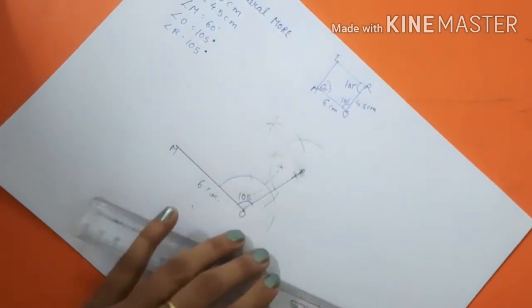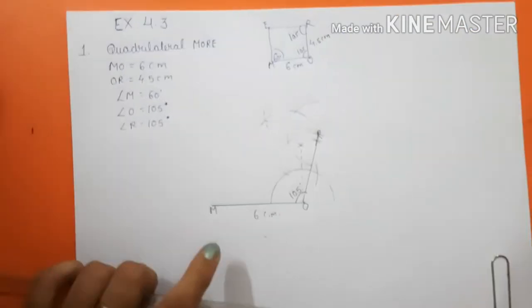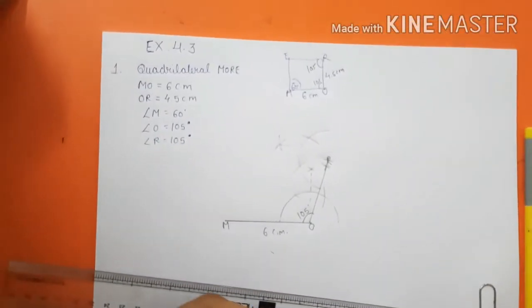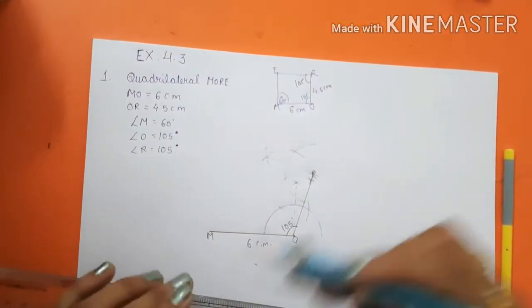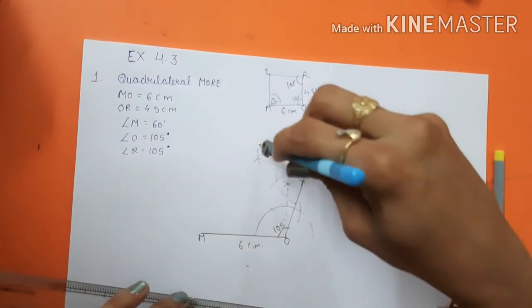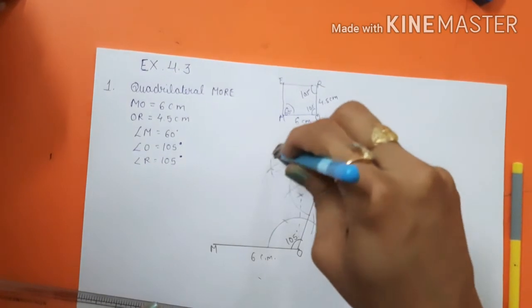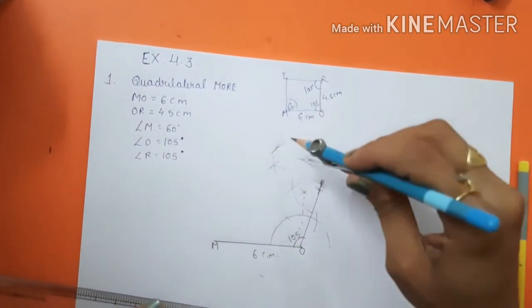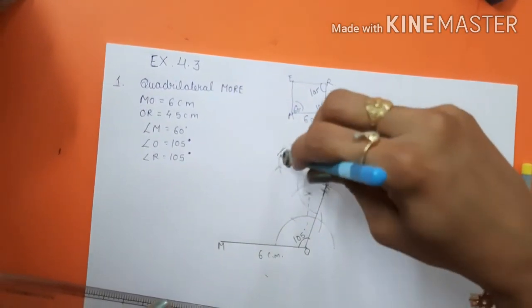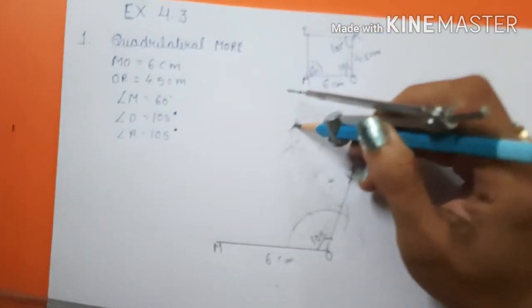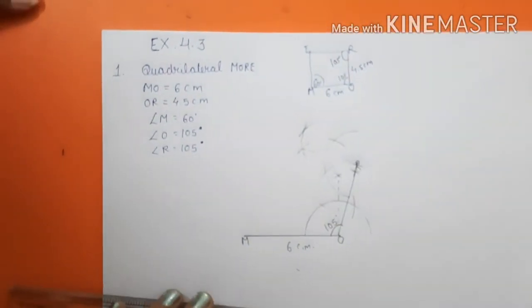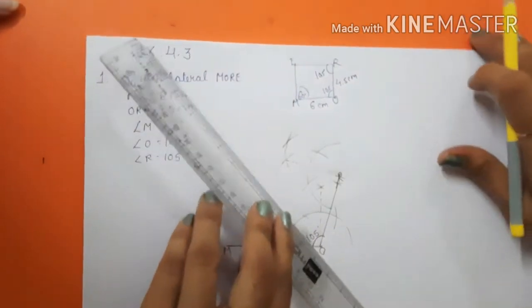This is 90, but what we have to make? We have to make 105. Same process. We'll cut one arc from 120 and one from 90. That means this intersecting point, this is the angle of 105. So now we'll join.